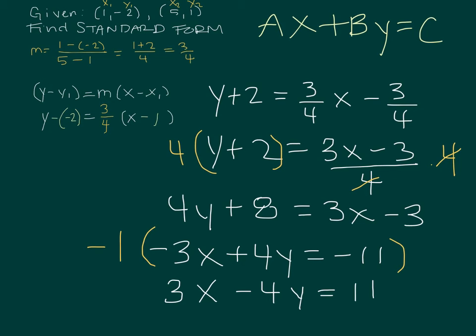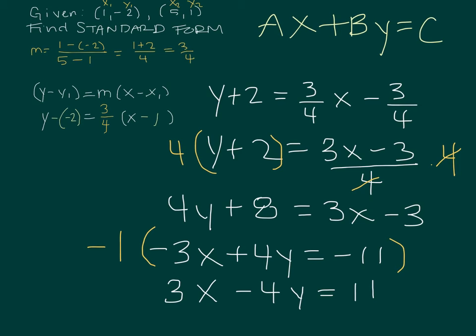Okay? So let's just go back to the beginning and make sure that we've answered the question. They gave us 2 points. They asked us to find standard form. So when I'm given 2 points, I know I can find a slope. I'm not sure exactly where I'm going at, but I know with 2 points I can find a slope, so I do.